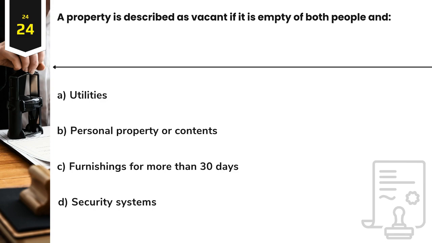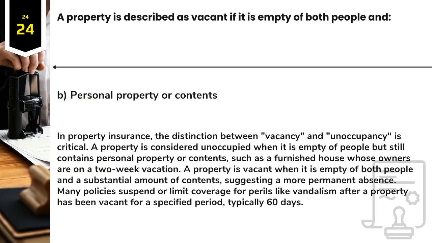Question 24. A property is described as vacant if it is empty of both people and A. Utilities. B. Personal property or contents. C. Furnishings for more than 30 days. D. Security systems. Answer: B. Personal property or contents. In property insurance, the distinction between vacancy and unoccupancy is critical. A property is considered unoccupied when it is empty of people but still contains personal property or contents, such as a furnished house whose owners are on a 2-week vacation. A property is vacant when it is empty of both people and a substantial amount of contents, suggesting a more permanent absence. Many policies suspend or limit coverage for perils like vandalism after a property has been vacant for a specified period, typically 60 days.